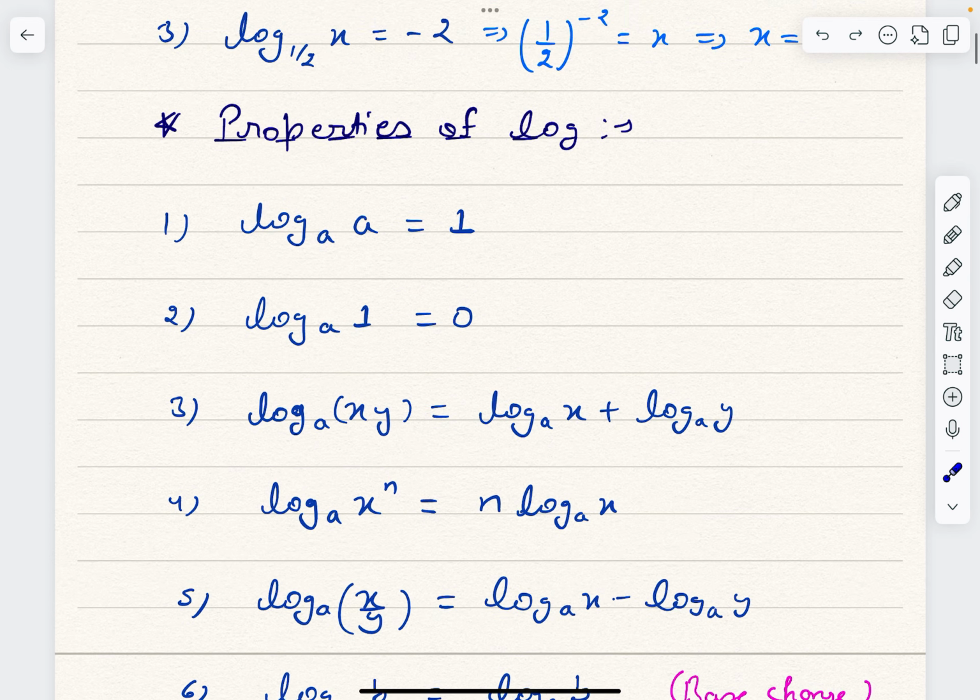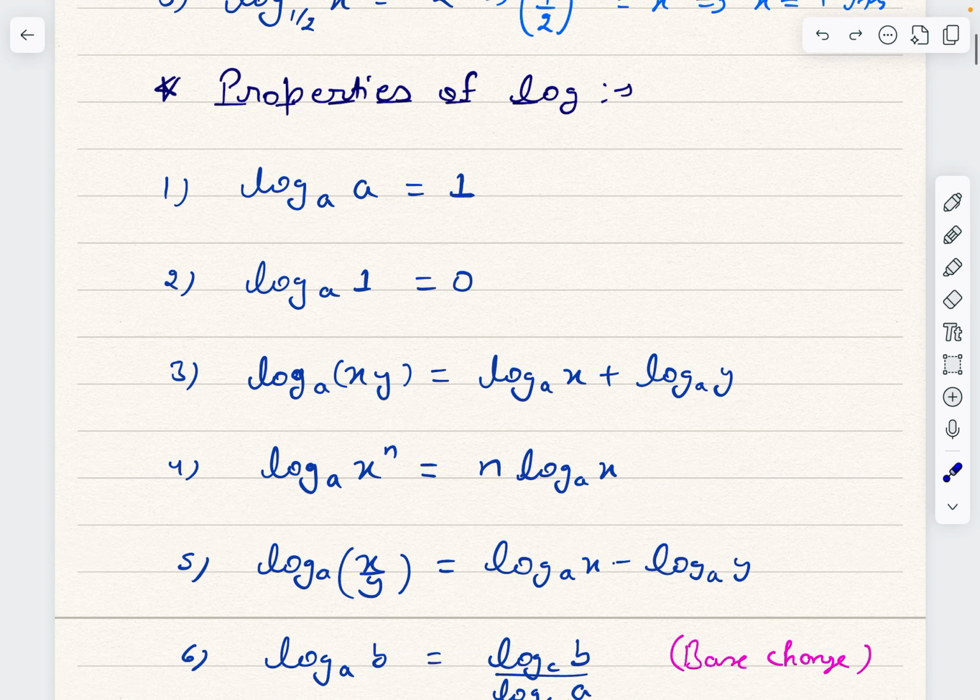Okay, so first of all, if you just see the properties, we'll discuss proof of few of them. You have to make note of all of these properties, then only you'll be able to solve problems. The first property is log base a of a is equal to 1. We'll discuss the proof of them also. For now, just see all of them. Log base a of 1 is equal to 0.